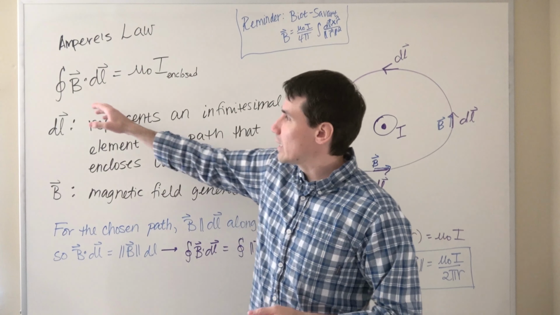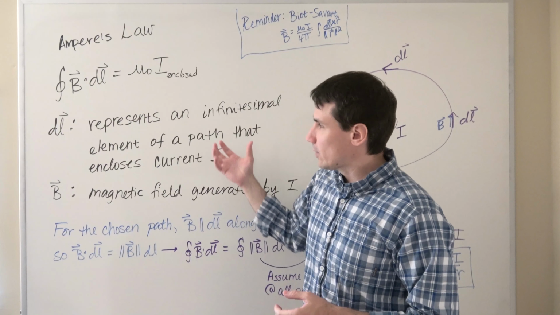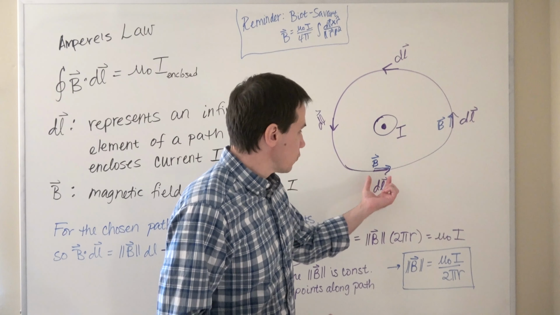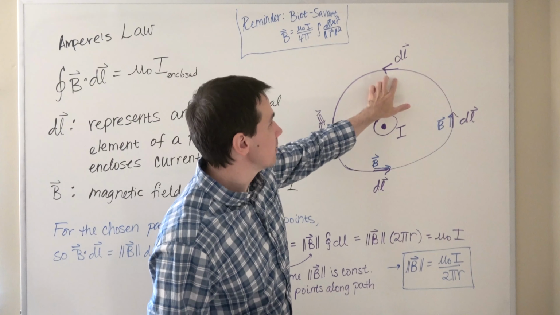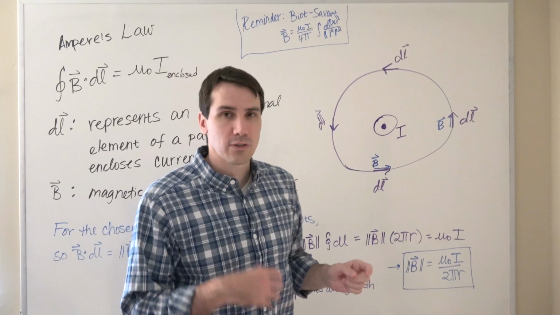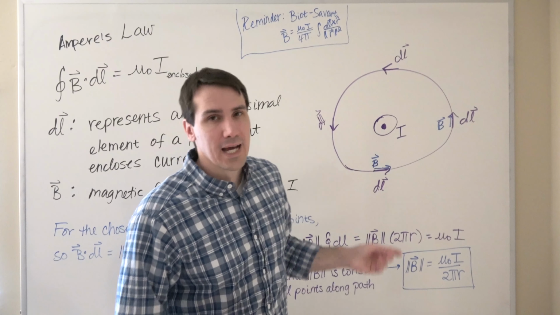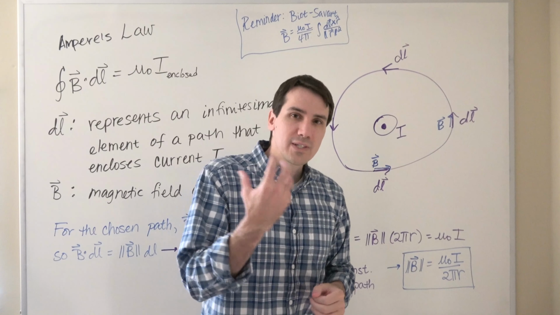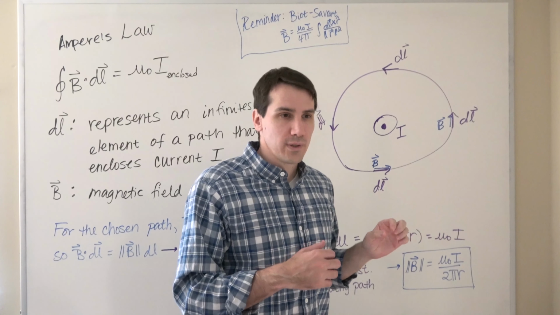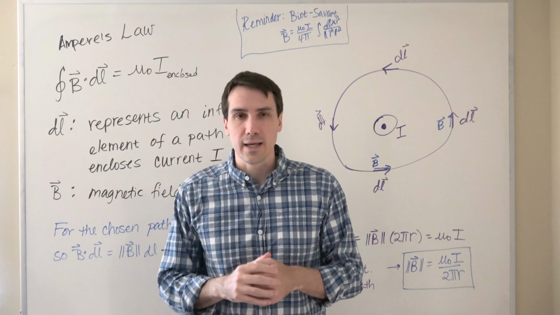What are we integrating? We are integrating the magnetic field dotted with dl. So dl represents an infinitesimal element of this loop. Here I have drawn a few little dl's. They're just little chunks of the loop with a direction given by the direction that we are going to integrate around the loop in. Here we're going to integrate around the loop in the counterclockwise direction. So I have all of these little chunks of the loop that I am going to integrate over to get the entire value of the integral of B dot dl.